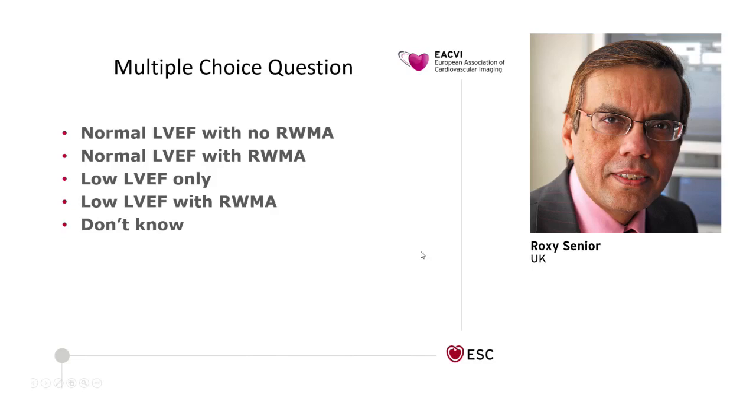The first question is whether the LV is normal, meaning normal LVF with no resting wall motion abnormality. The second is the patient has a normal LV ejection fraction, but there is wall motion abnormality. Or is it that only the ejection fraction is reduced? Or is it that both the ejection fraction is reduced and there's regional wall motion abnormality? And lastly, I don't know.